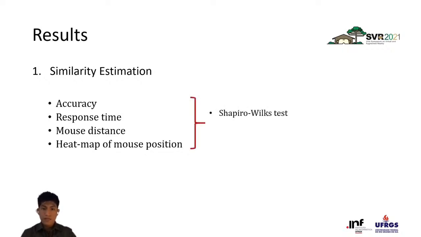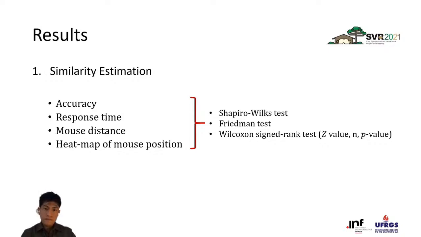According to the Shapiro-Wilk test, the data was not normally distributed, so a non-parametric repeated measures test was performed with the Friedman test, while post-hoc tests were performed with Wilcoxon signed-rank tests, reporting the observed C-value, the number of observations, and the significance p-value. For more details, please see the paper.